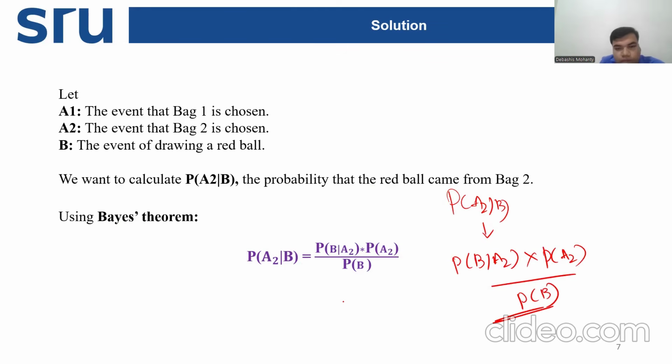Then we need to calculate the probability of B also. I will explain how to calculate the probability of B. That is, we need to calculate it using the law of total probability.